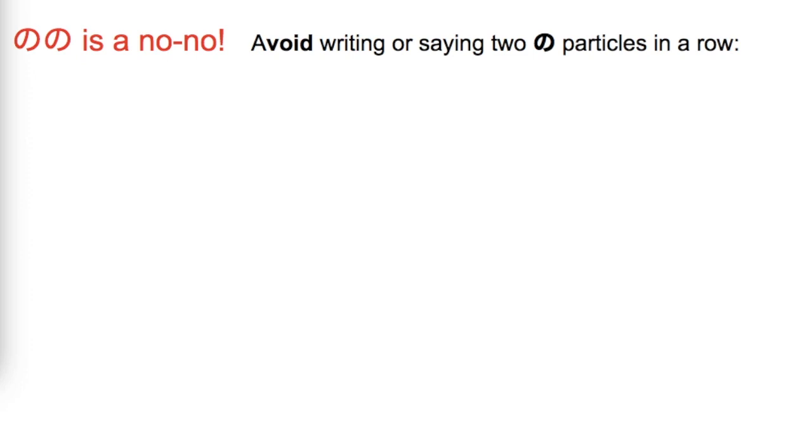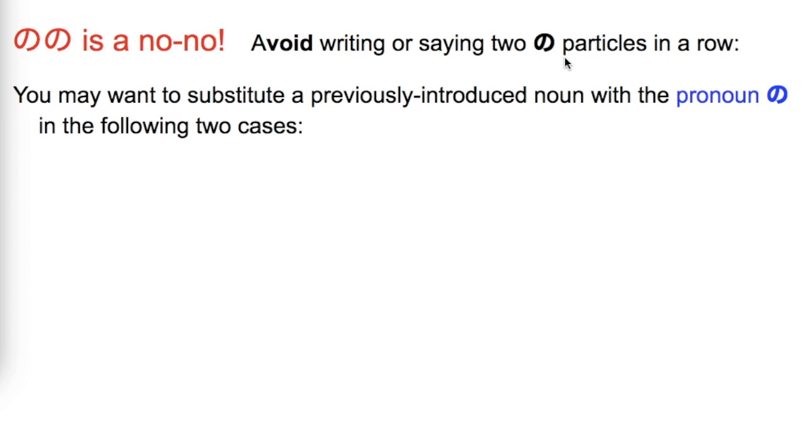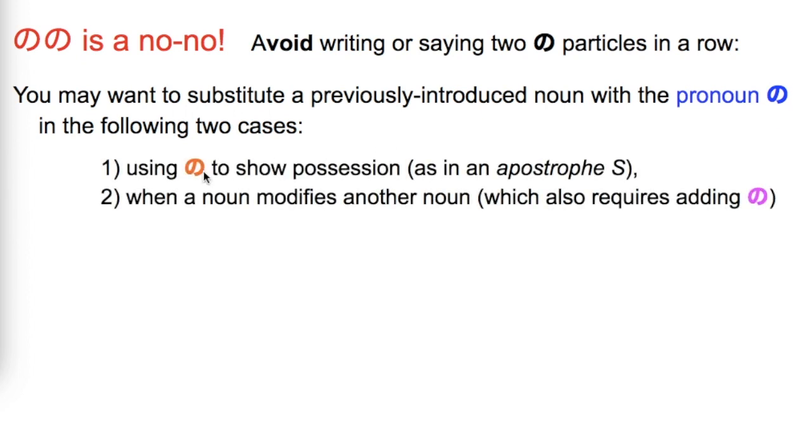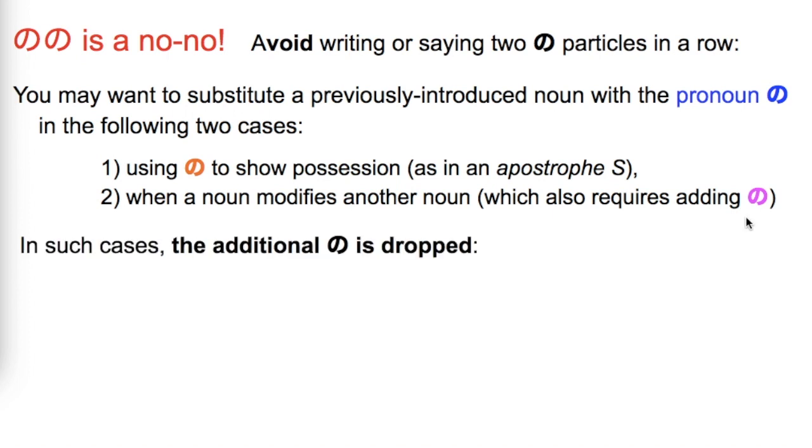One more piece of information when you're doing that kind of pronoun substitution, that no is a no-no. In other words, avoid writing or saying 2 no particles in a row. Okay, you might want to substitute a previously introduced noun with the pronoun no, like we just did. In the following 2 cases, be careful. If you already have a no to show possession, like an apostrophe s, or if you're already using no because you're using a noun to modify another noun, don't add the additional no.